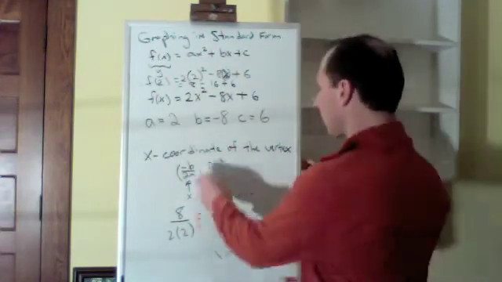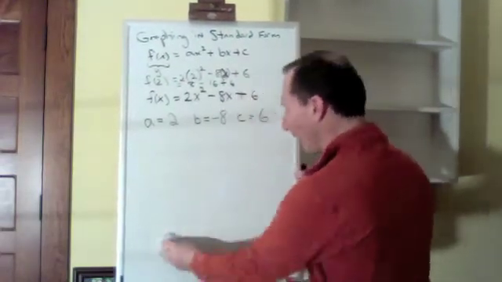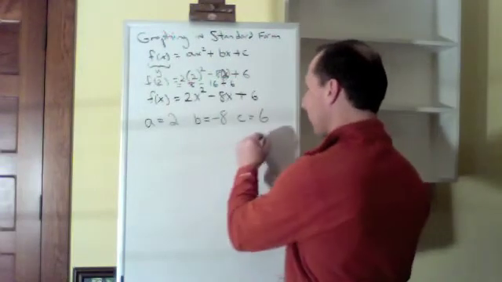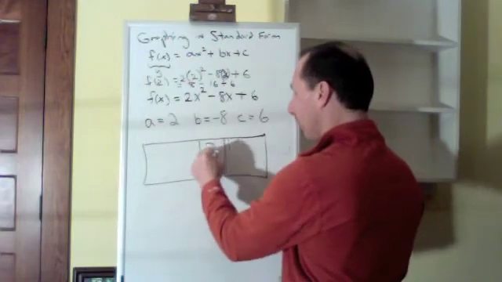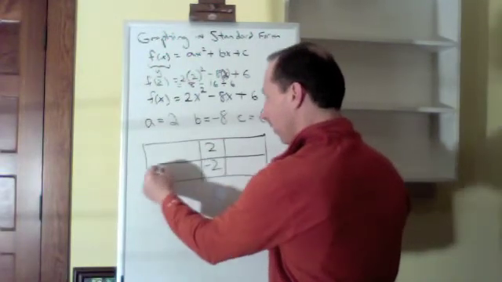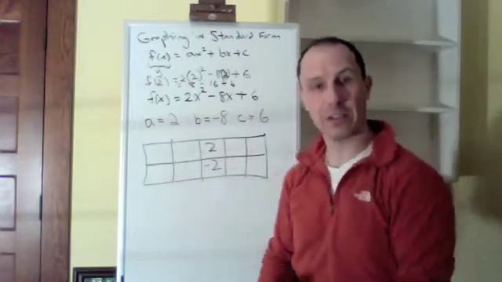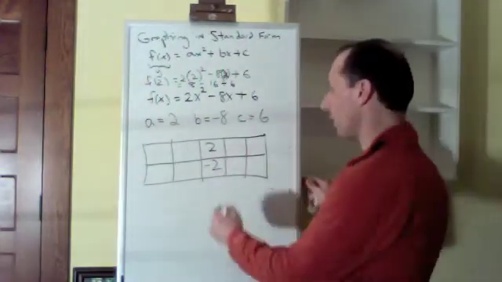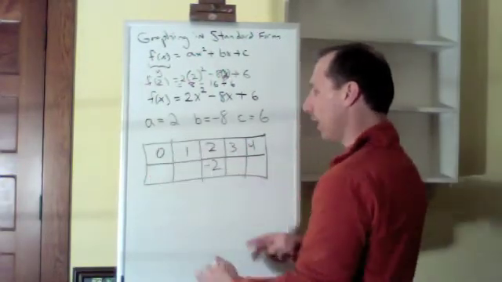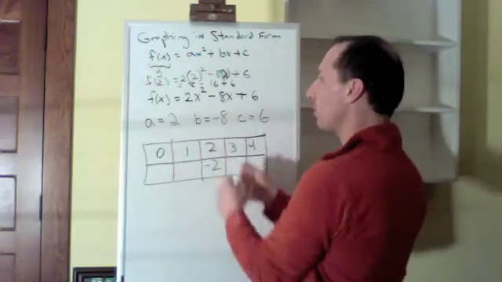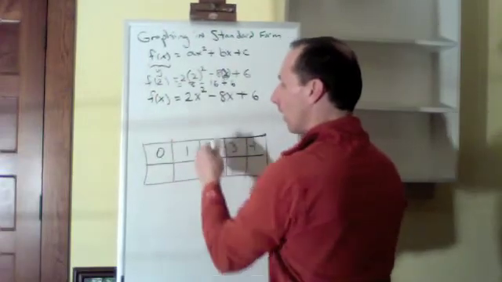Now, as we've learned in class, what we're going to do from there is build a box. We're going to build a box, and we're going to use what we know about the symmetry of parabolas to help us out. And what I suggest is, as long as there are no funny fractions in here, that we just go 1 unit in either direction. So we're going to go 2, 3, 4 in this direction, and 1 and 0 in this direction. And we're going to take these values and substitute back into the original equation to get our other y values.